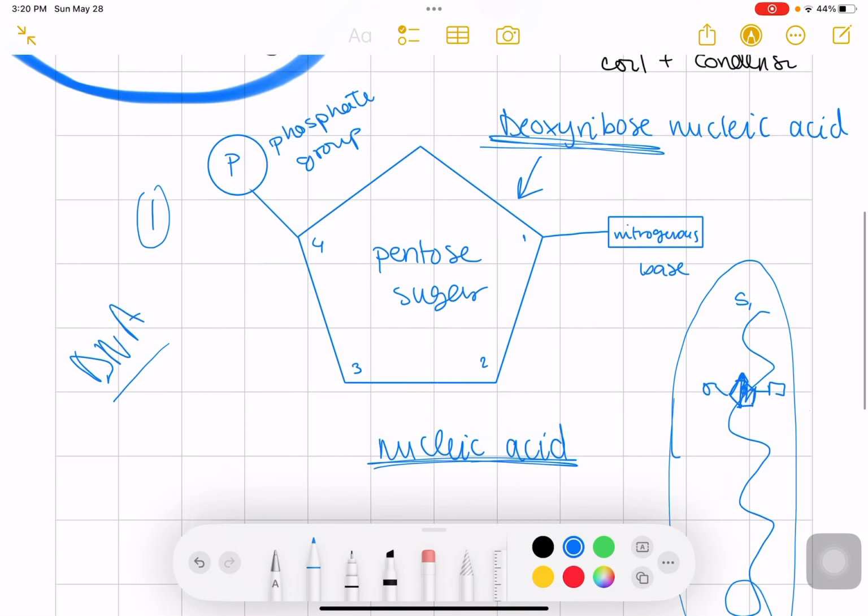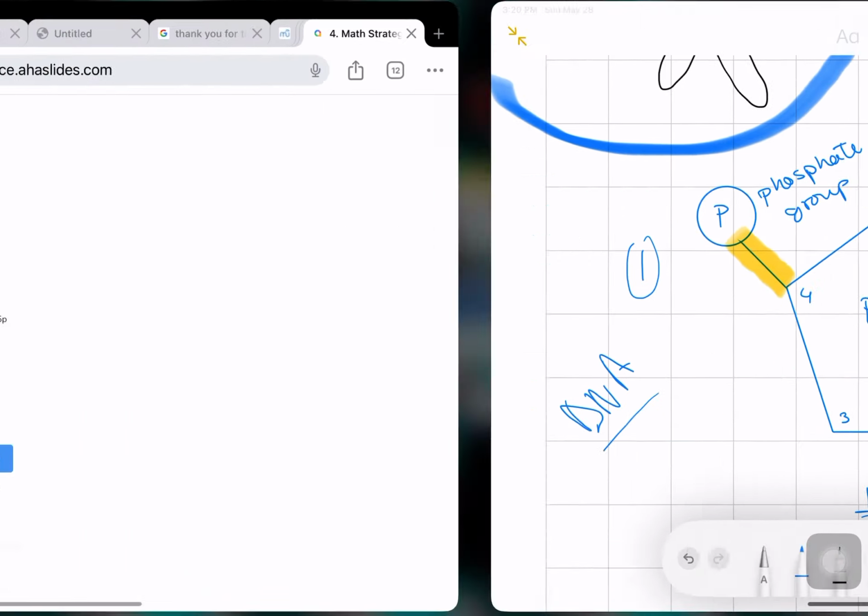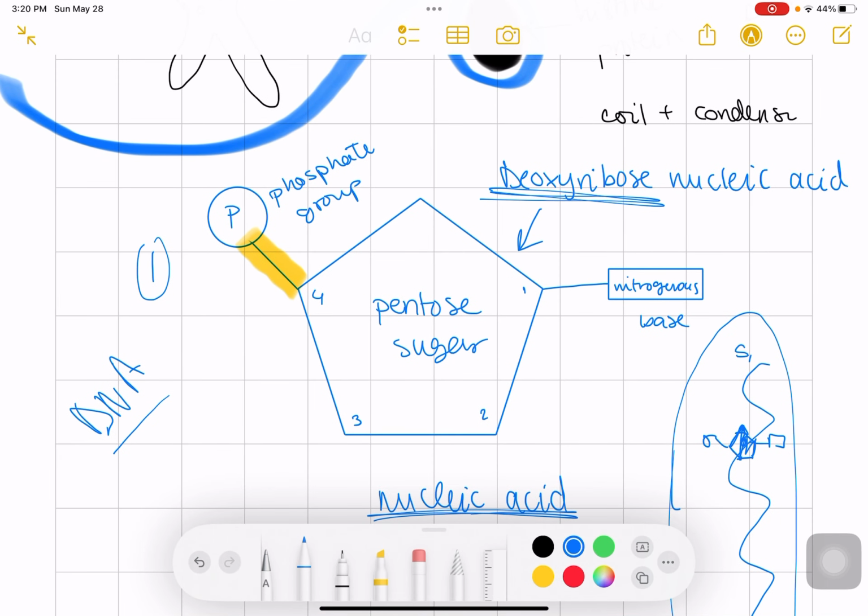So let's talk about the bonding that's found in this little nucleic acid. From the phosphate group to the sugar, we have a covalent bond. And over here, between the sugar and the nitrogenous base, we also have a covalent bond. That's important to note when we talk about the strength of the DNA strand. So yeah, okay, moving on.